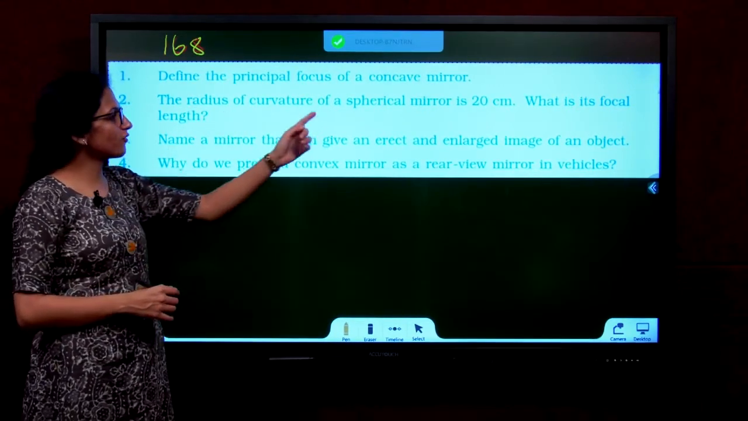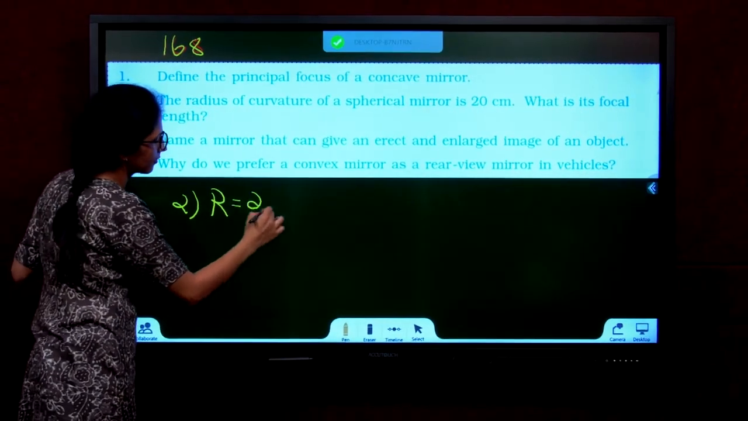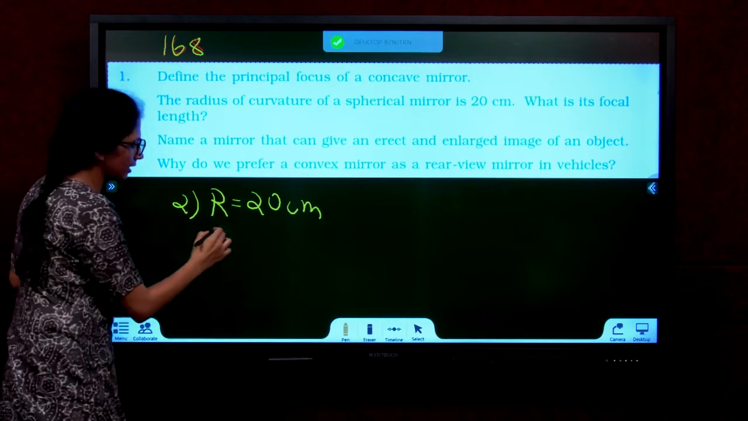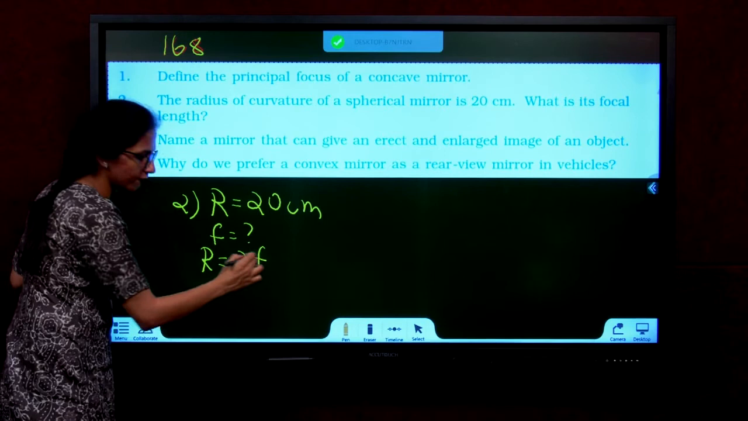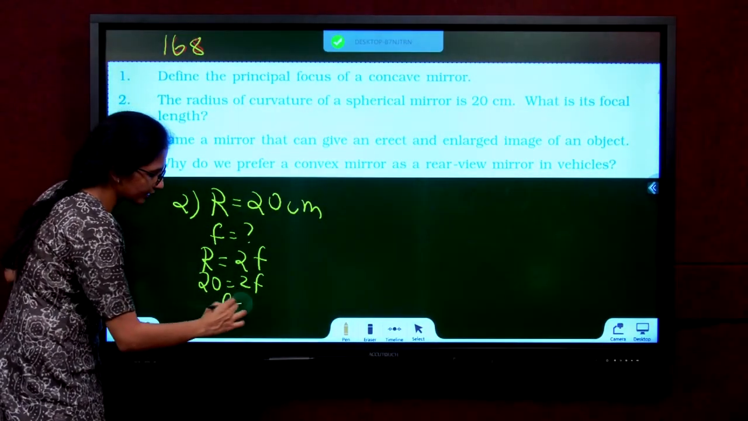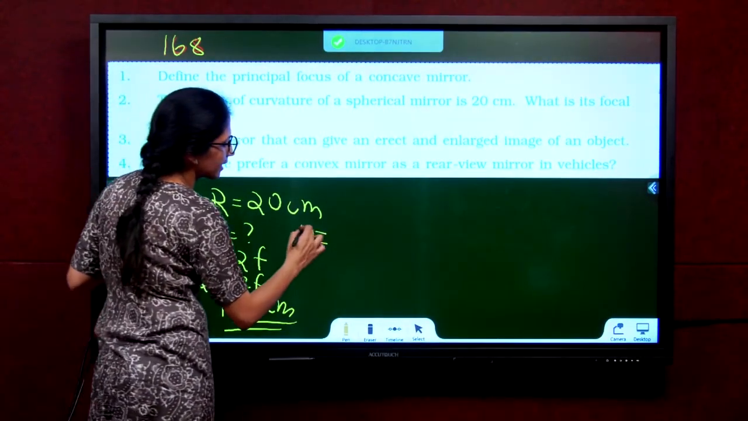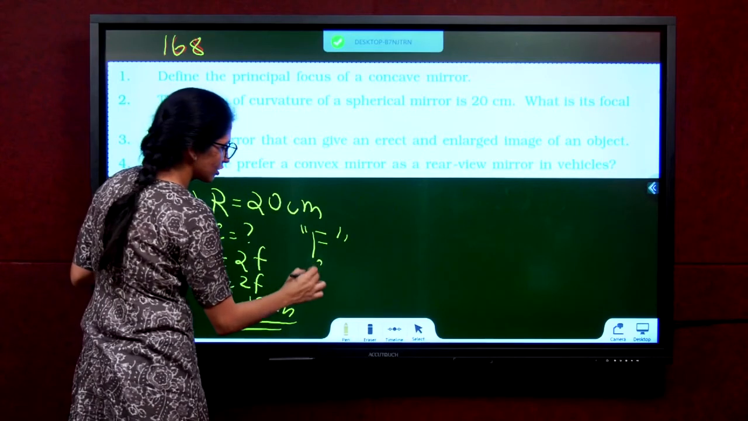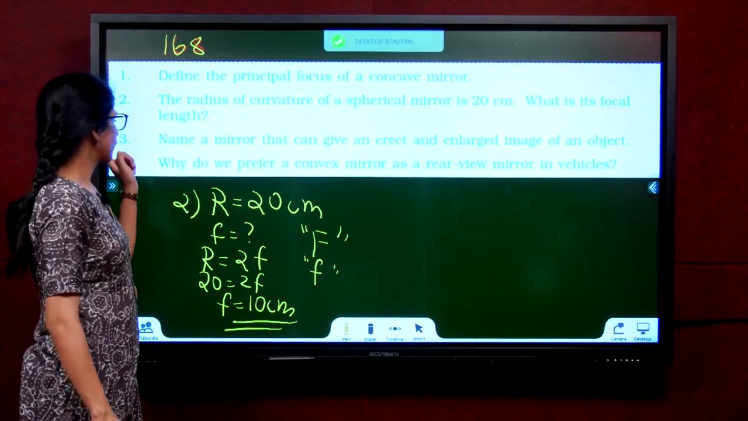Next, the radius of curvature of a spherical mirror is 20 centimeters. What is its focal length? We know that R is equal to 2 into f. 20 is equal to 2 into f. Focal length is 10 centimeters. See, capital F means focal point. Small f means focal length. Use the correct symbols.